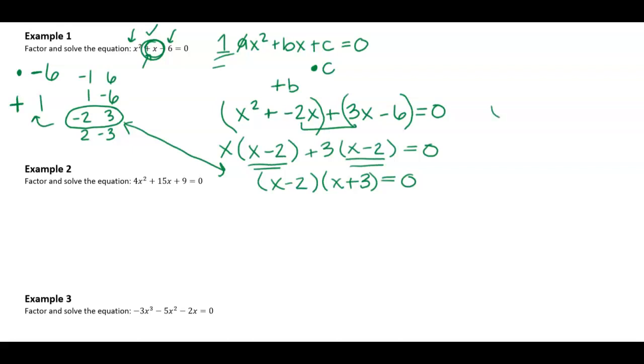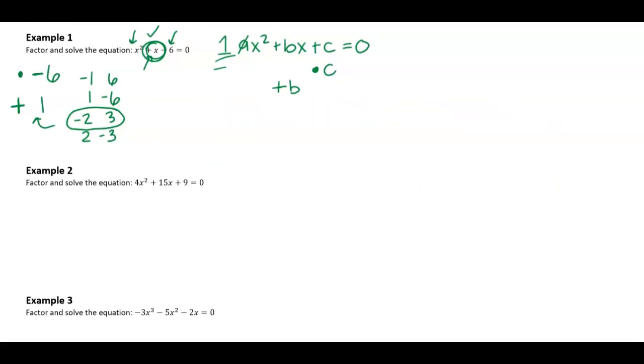Then using the zero product property, I know that means x minus 2 could be equal to 0. And so when x equals 2, this quadratic would have a solution or a 0. And x plus 3 equals 0 means when x is negative 3, I would also have a 0. So this is the first way that I want to make sure that I show you how to solve this equation. Let me show you another way.